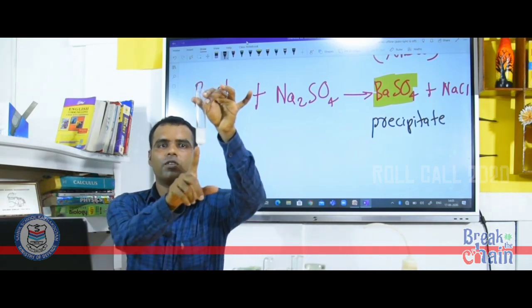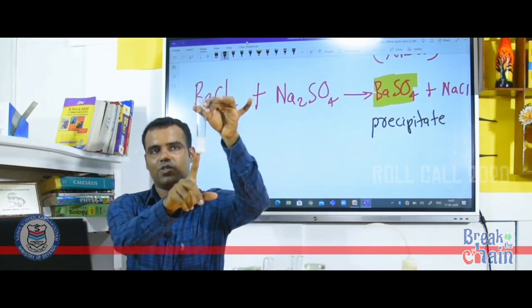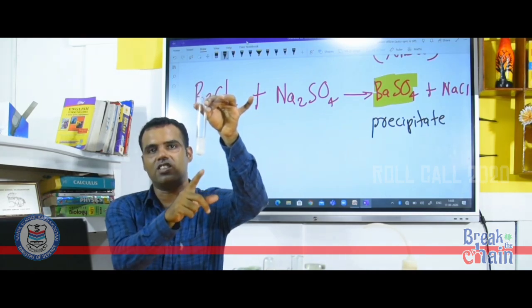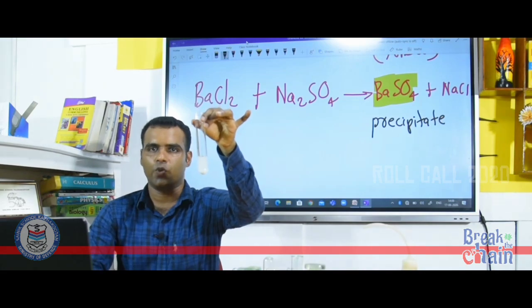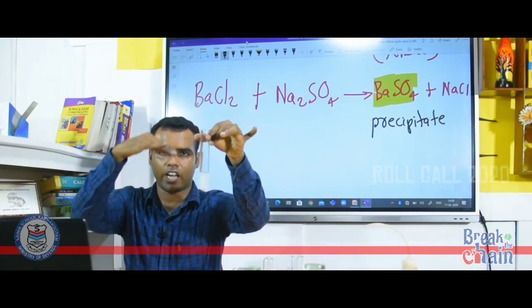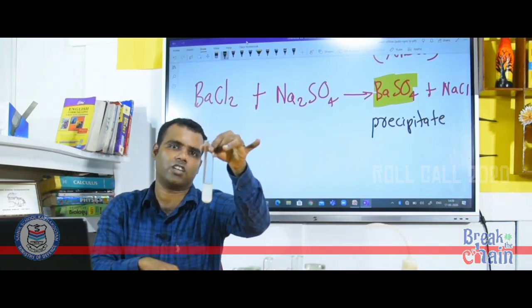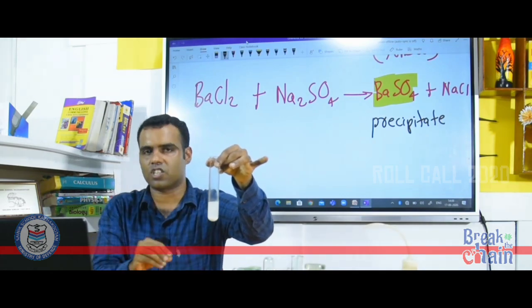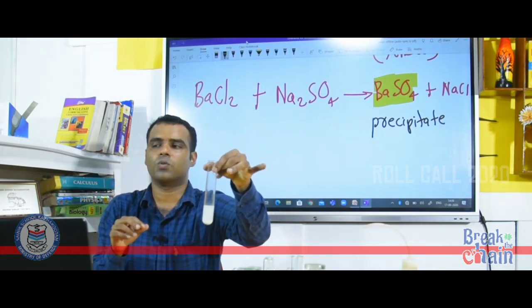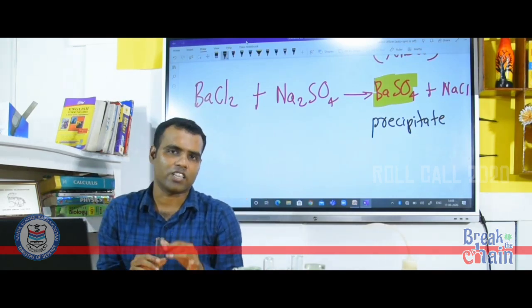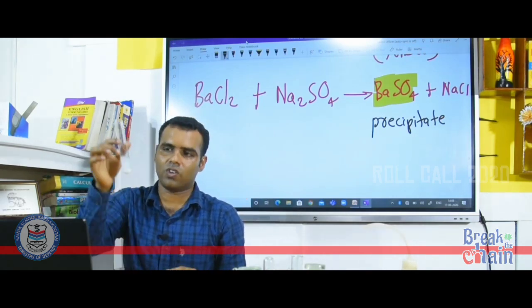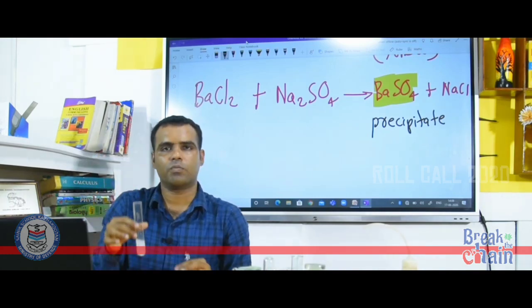See the bottom of this boiling tube. You could see white sediments there. That is actually called precipitate. If you keep it for a long time, the entire barium sulfate will settle down and you will get a clear solution. That clear solution contains sodium chloride. You know that sodium chloride is soluble in water. So this is actually called precipitate.